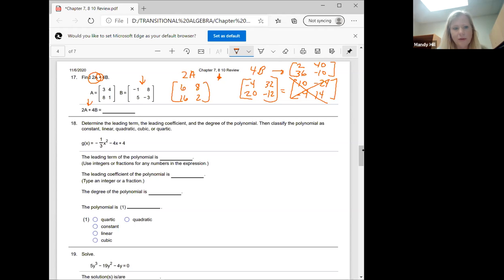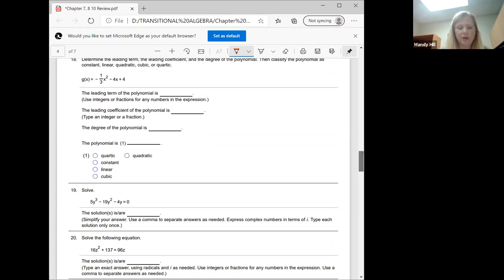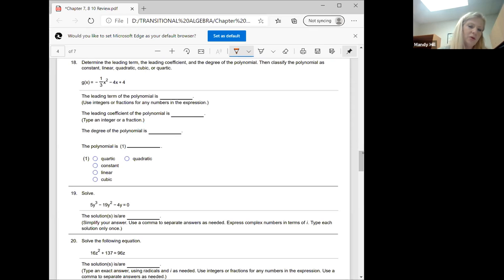Sorry about that. Okay, number 18, it says determine the leading term, leading coefficient, all this good stuff about this quadratic. It is written in order for us. We've got our x squared first, then our x to the first, and then our constant term. So our leading term would include this whole thing, negative 1/3 x squared. Our leading coefficient would be negative 1/3 then, because it's the number in the front. The degree of this would be a second degree, and the second degree is quadratic.